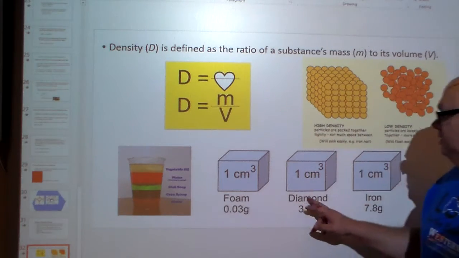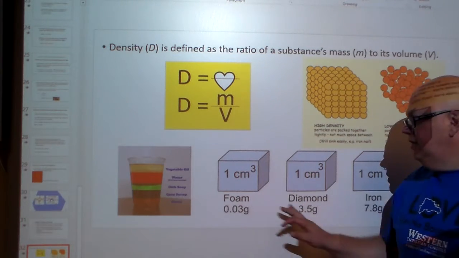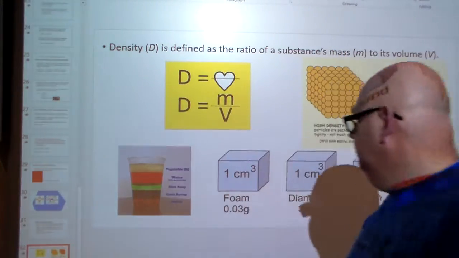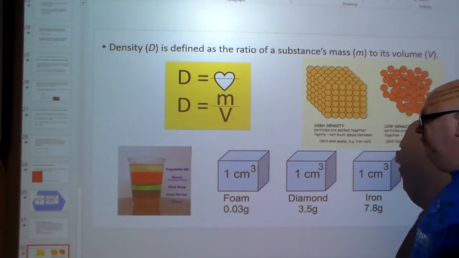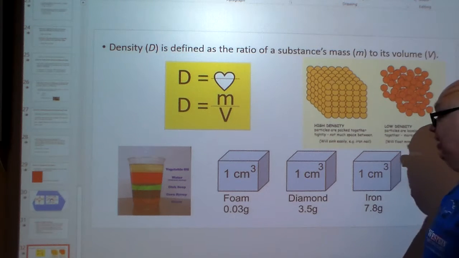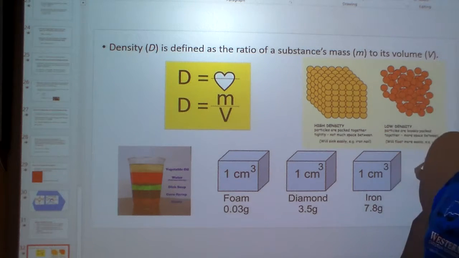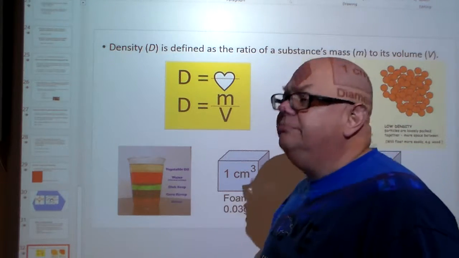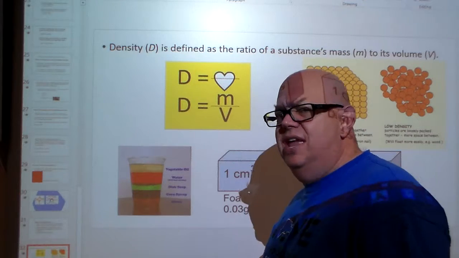So like foam, diamond, and iron, look at the difference for 1 little cubic centimeter. Think about it like this: that's 1 cubic centimeter. 0.03 grams of foam. For a diamond, it's 3.5 grams, so it definitely weighs more. And iron is going to be 7.8. So there's definitely a difference in density.